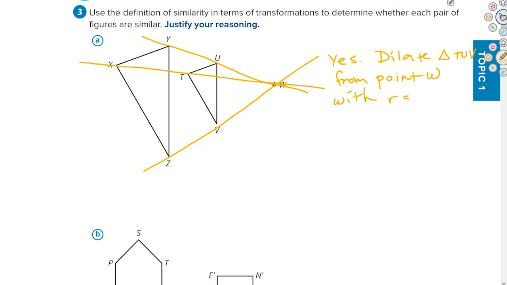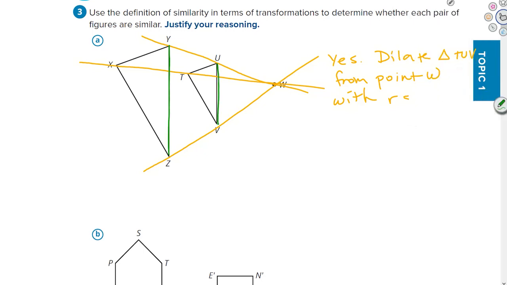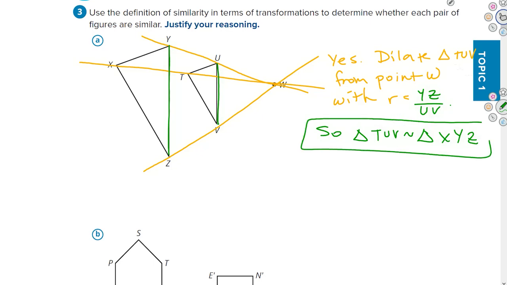with a scale factor. I will do image over preimage, and I really could pick any length that I want. But the one I'm going to use, because it's just vertical, I'll pick this one and this one. Image over preimage would be YZ over UV. Whatever that ratio is, that's the exact scale factor that I need. So triangle TUV is similar. Now the correspondence does matter, just like congruence. So T corresponds with X, and U corresponds with Y, and V corresponds with Z.